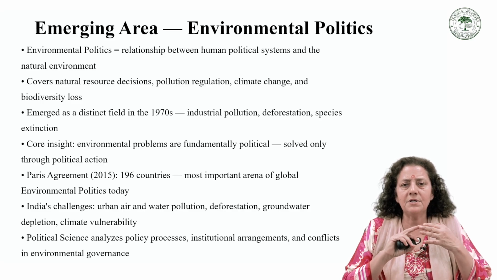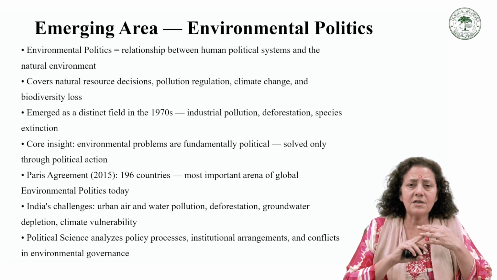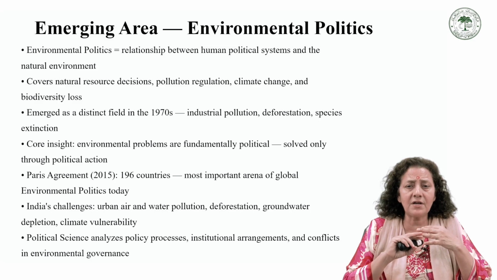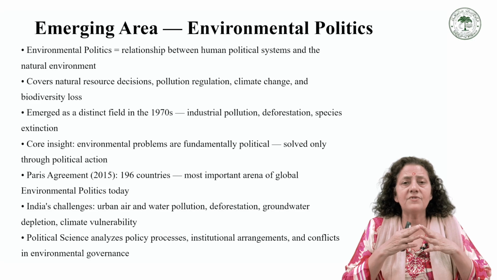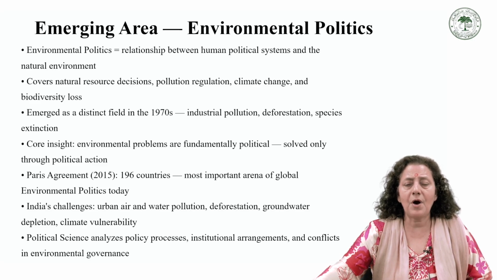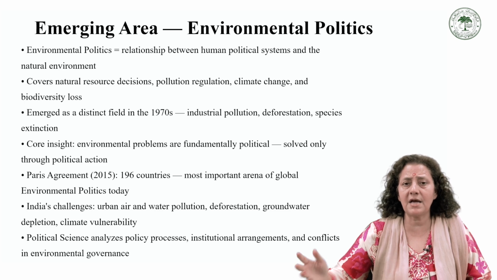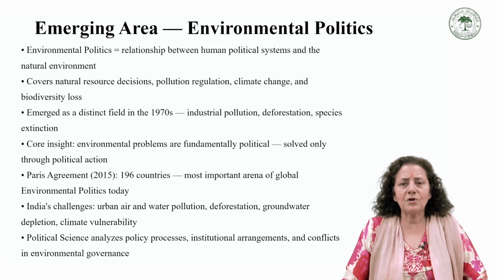Environmental politics emerged as a distinct field in the 1970s as environmental problems like industrial pollution, desertification, deforestation, and species extinctions became increasingly visible and pressing. The foundational insight is that environmental problems are fundamentally political problems arising from decisions about how to use shared natural resources, and addressable only through political decisions or political actions at local, national, and global levels.